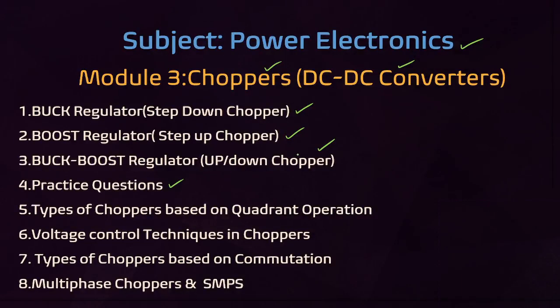Practice questions on buck regulator, boost regulator, and buck boost regulator, types of choppers based on quadrant operation, and what is the Fourier analysis of type A chopper, and steady state analysis of type A chopper, voltage control techniques in choppers, types of choppers based on commutation, mainly voltage commutated chopper and current commutated chopper is important, multi-phase choppers and SMPS. With respect to DC to DC converters, all these topics are important mainly for GATE exam.